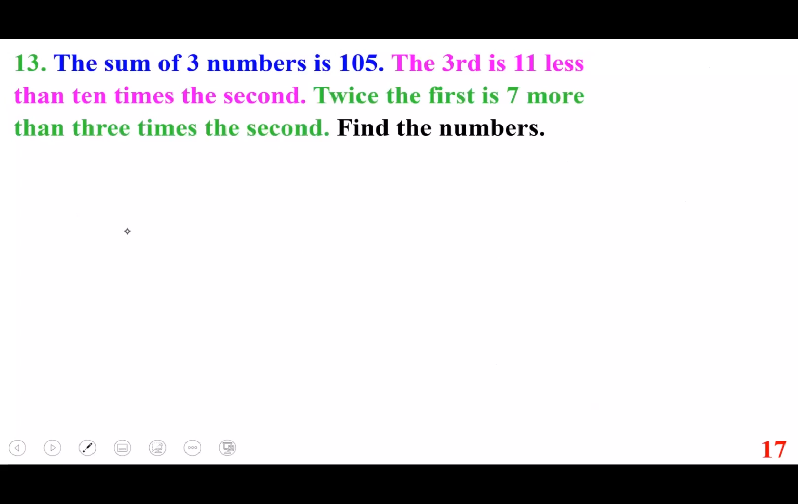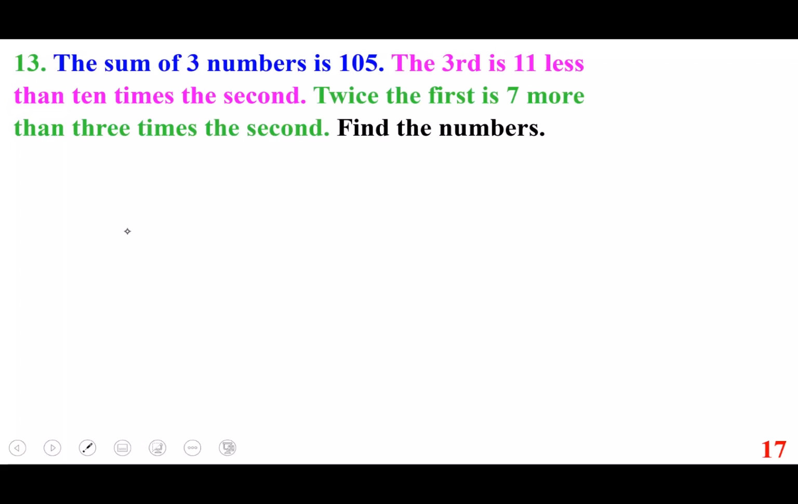Here's the last question. Could somebody read that, please? I can. The sum of three numbers is 105. The third is 11 less than 10 times the second. Twice the first is 7 more than 3 times the second. Find the numbers. Perfect. First, let's define the numbers so it makes it easy to understand.